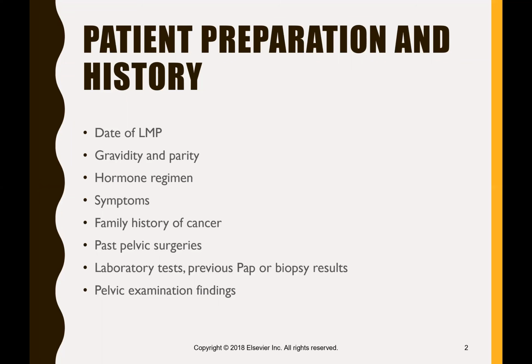You also want to ask how many times they've been pregnant, which is gravidity, and parity, how many babies they've had, if they're on any hormone regimen, the symptoms that they're having right now, any family history of cancer, if they've had pelvic surgeries. That's a big one. You want to make sure that they still have everything. There have been times when people don't tell me they have had their ovaries removed, and then I get in there, and I'm like, I can't see your ovaries. And they say, yeah, I don't have them. And I was like, oh, that would have been nice to know. And also, if they've had previous tests, what were the findings of those?